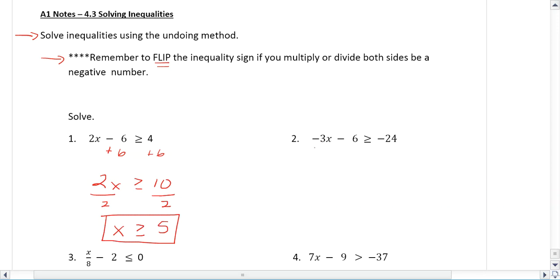Moving on to example 2, again, we'd start with the adding and subtracting part. So we're going to add a 6 to both sides. So I get negative 3x is greater than or equal to a negative 18. And now we divide both sides by that negative 3. And we, of course, realize that since we're dividing by negative, we must flip this inequality, and then we'll get x is less than or equal to 6.